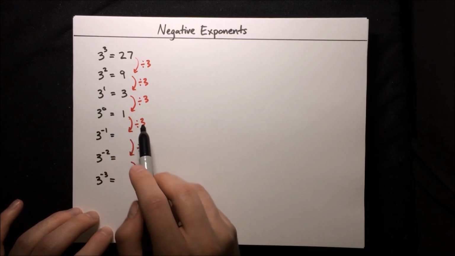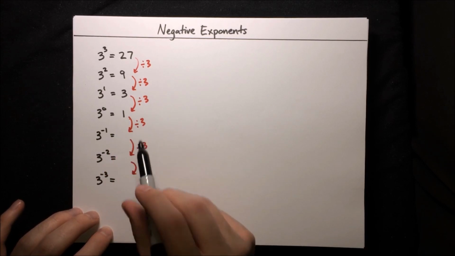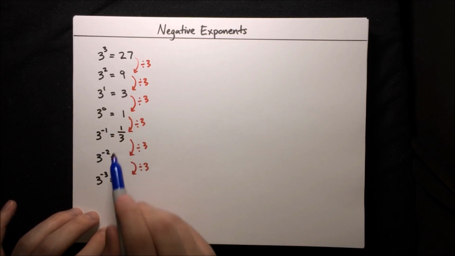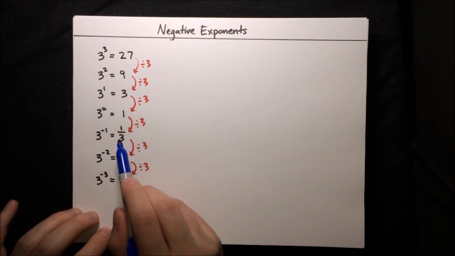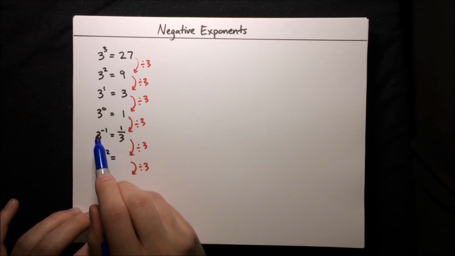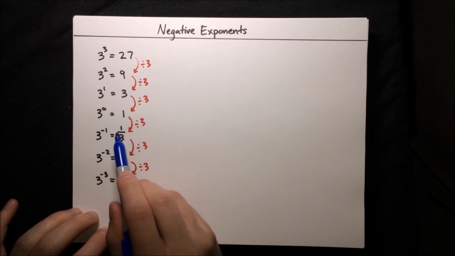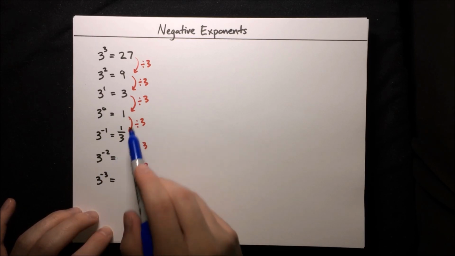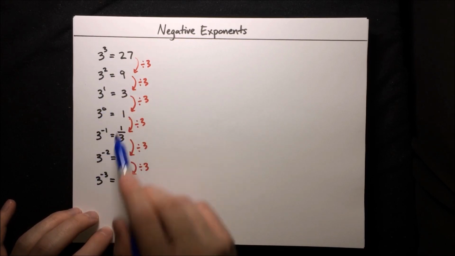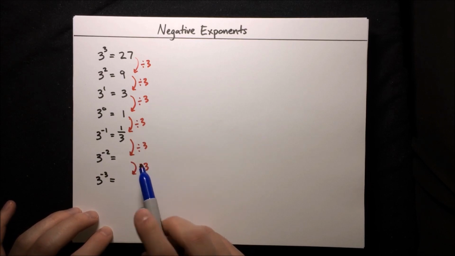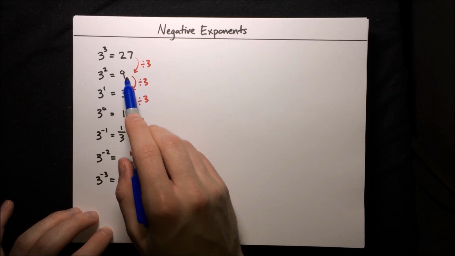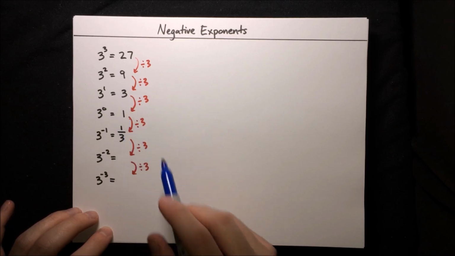So 1 divided by 3, well, that's just 1/3. That's interesting. 1/3. That's the reciprocal of 3. So 3 to the power of negative 1 is just the reciprocal of 3. And now the pattern becomes very clear. Each time we decrease the exponent, we're dividing by 3, but really we're just multiplying by 1/3. 27 times a third is just 9, and times a third is 3, times a third is 1.